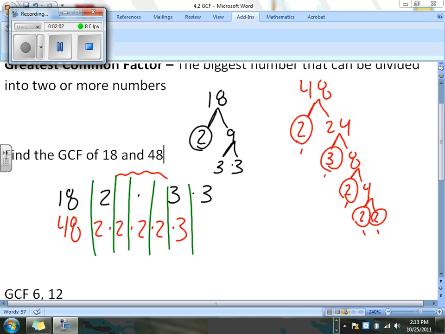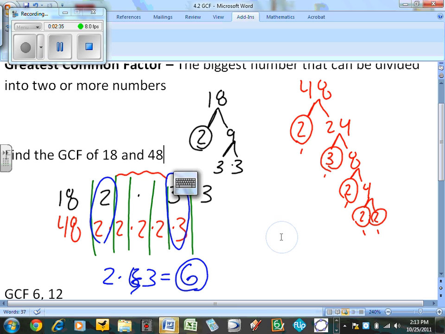Notice I wrote these in columns here. The greatest common factor is going to be the columns that each of these share. So 18 and 48 both share one 2, and they both share one 3. So the greatest common factor of 48 and 18 is 6. You take 2 times 3. 6 goes into both 48 and 18. 6 goes into 48 8 times, and 6 goes into 18 3 times. So that's the greatest common factor for two terms like that.